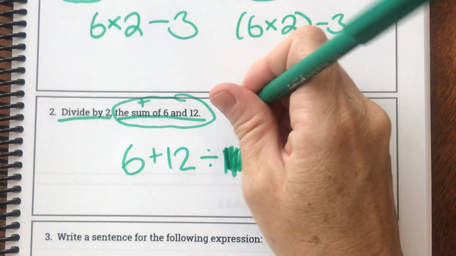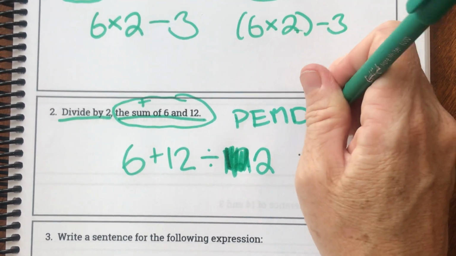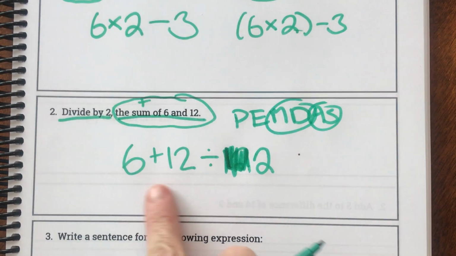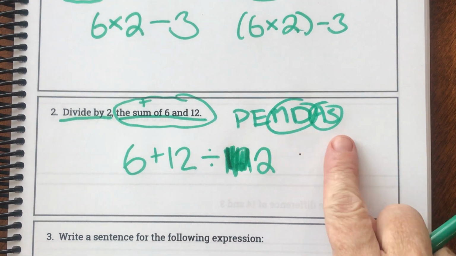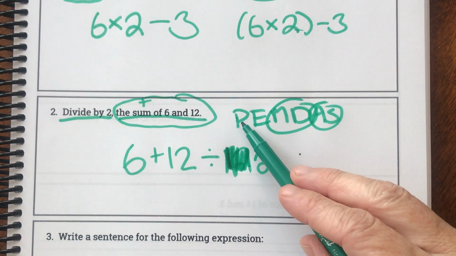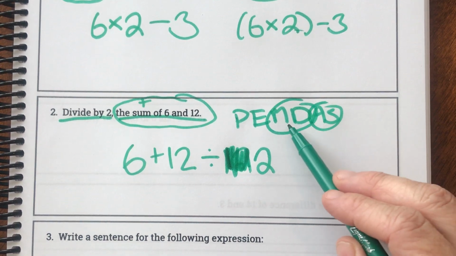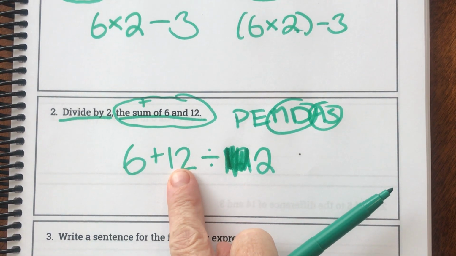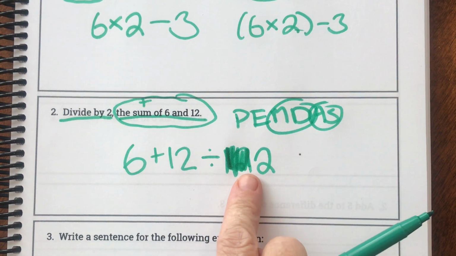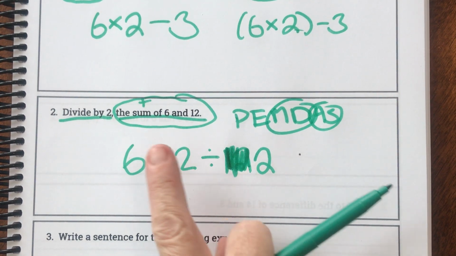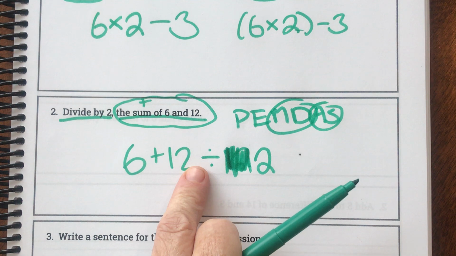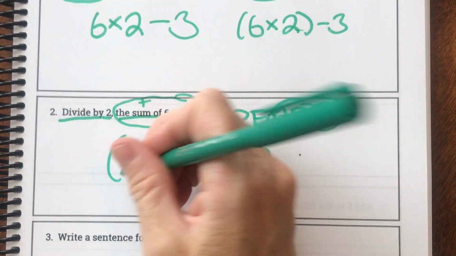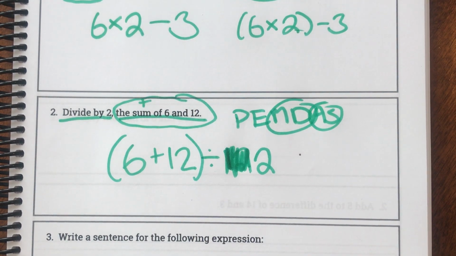Okay, now the problem with this problem is, if I leave it like that and someone follows PEMDAS, they're gonna say no parentheses, no exponents, there is multiplication and division, and they're gonna first divide 12 by two. That's not what I want them to do first. I want them to first find the sum of six and 12. So I need to have parentheses this time. I must have parentheses or it's not going to be a correct answer. Okay, let's look at our last one.